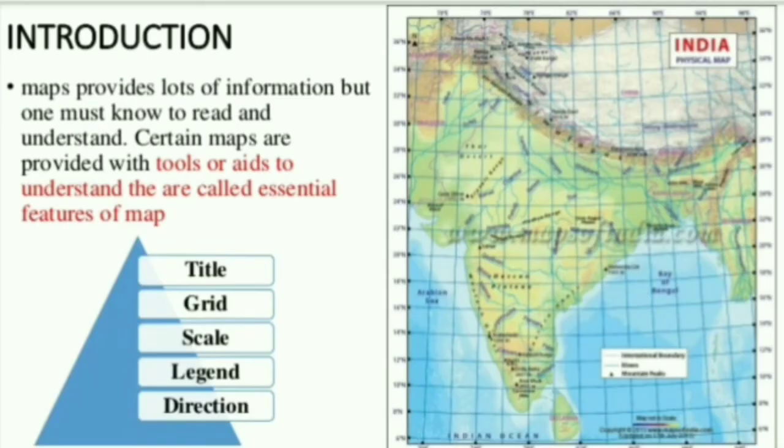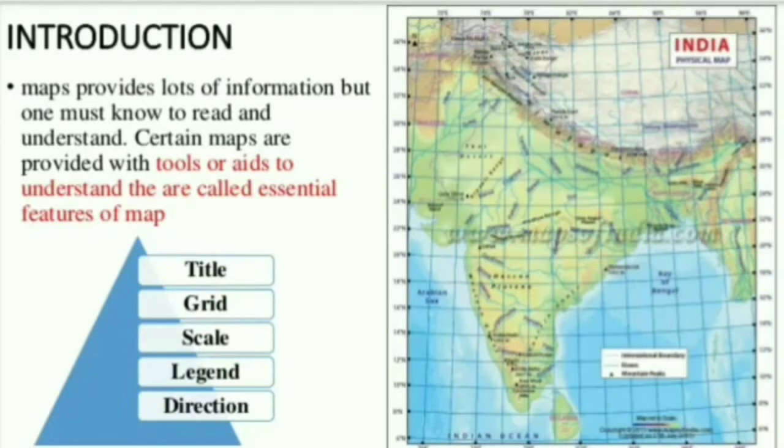Coming to the features of a map. We have 5 main features of a map. See here, maps provide lots of information, but one must know how to read and understand. Certain maps are provided with tools or aids to understand. They are called essential features of a map. We have 5 main essential features of a map.